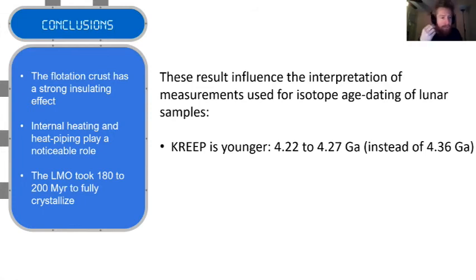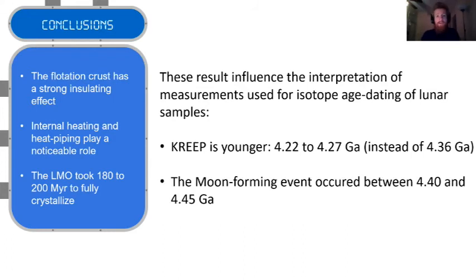But for such a long-lived magma ocean, it no longer holds. So we came up with this new estimate for the CRIP age, and in the end, we were also able to constrain the formation of the moon-forming impact between 4.40 and 4.40 billion years ago.